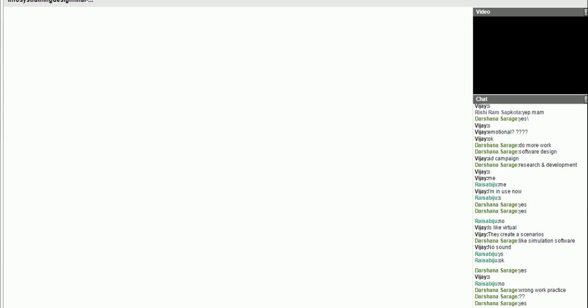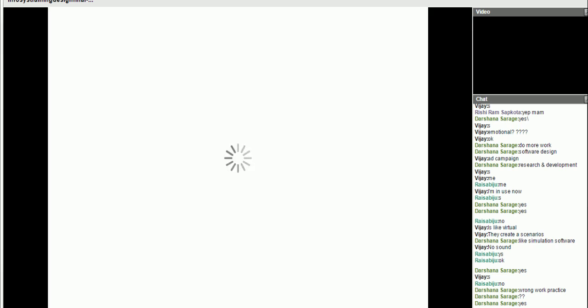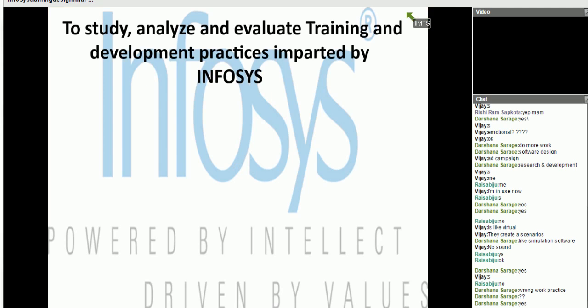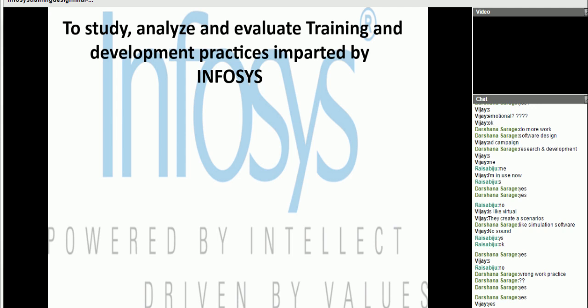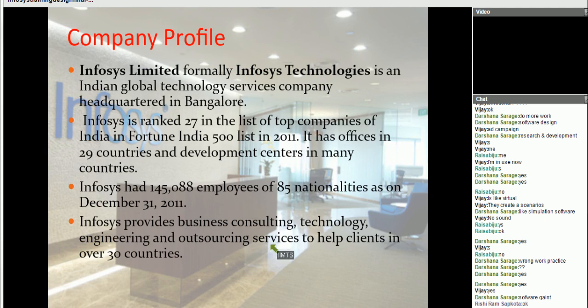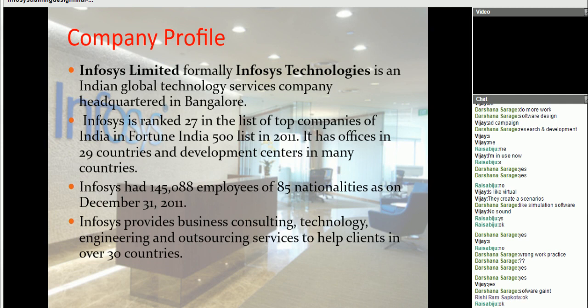Now there is a case study on Infosys training and designing method. You understand? You all know about Infosys? Mohammed, Rishi, Darshana, Raiza, Vijay. Yeah, it's a software giant. So this is the profile of the company. You can just read it. Then I'll go ahead.